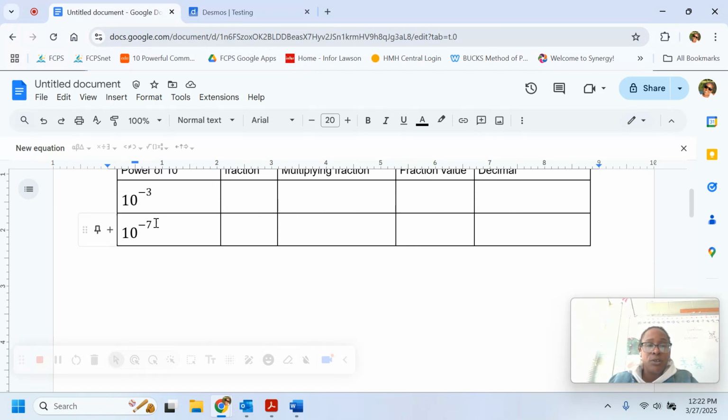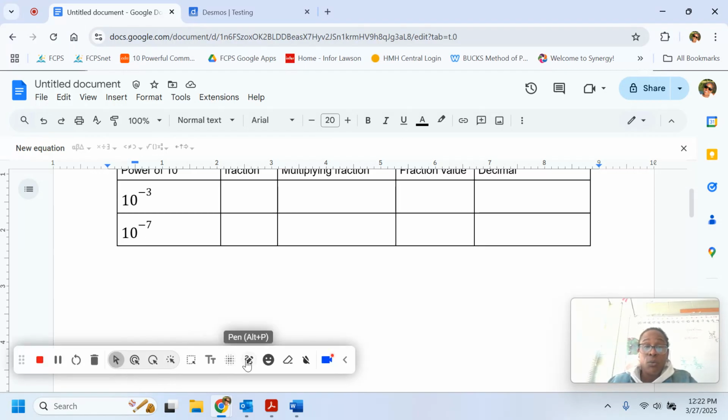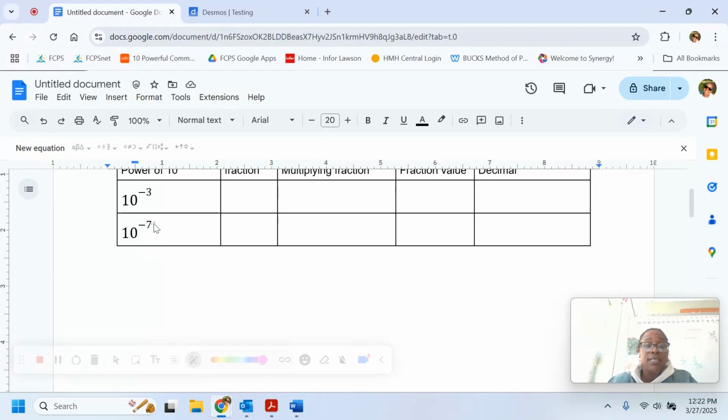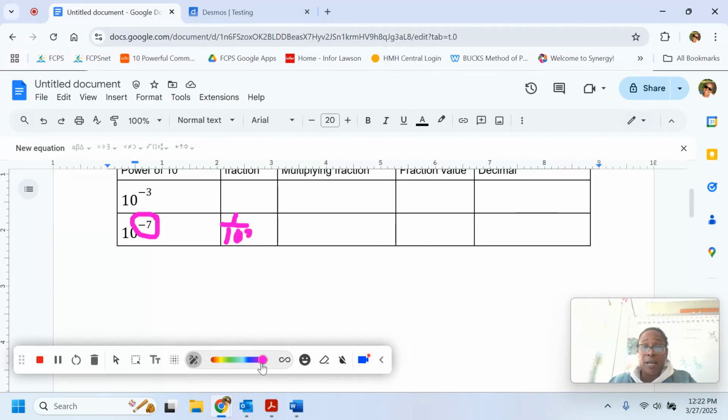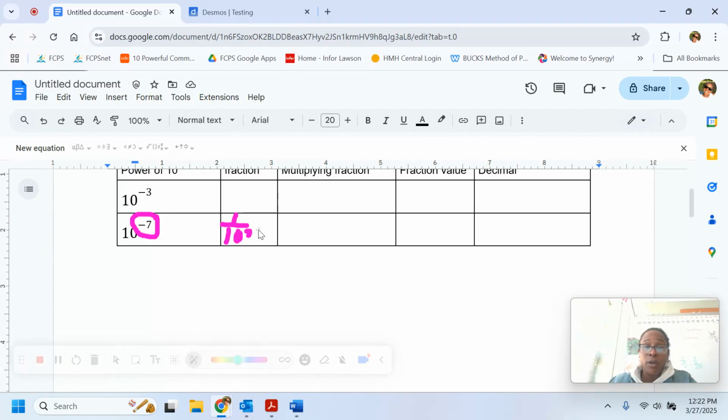Now, the next one we're looking at is 10 to the negative 7. All right, the same patterns apply. So 10 to the negative 7, this is a negative exponent, which means 1 over 10 to the 7th power. Okay, now how many times are we going to multiply our fraction? We're going to multiply it 7 times.